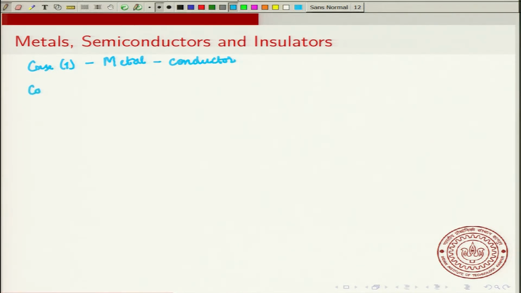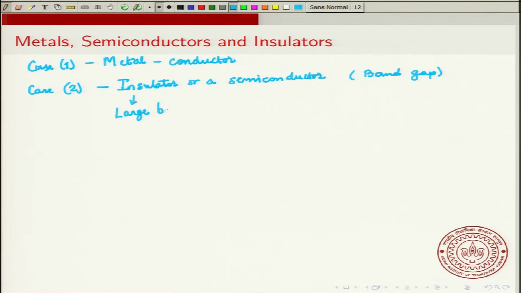The second case can be either an insulator or a semiconductor. A semiconductor is a case where you have a band gap, and we have already seen that there is a band gap. Now an insulator has a large band gap, whereas a semiconductor has a moderate or small band gap.